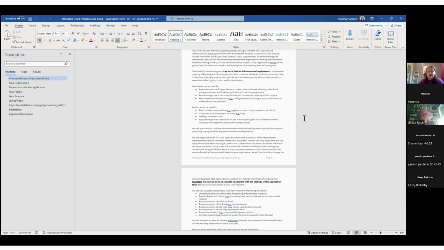So just on the room hire thing, we're asking for projects not to apply just for their normal room hire, if that makes sense, but rather for something that would increase the space they have in order to increase their capacity. So not just business as usual, but rather we're really focusing on that increased capacity, what can help you reach more people or provide more food.